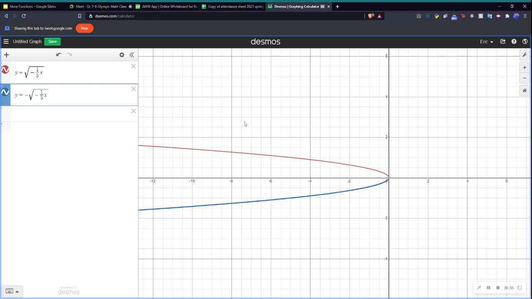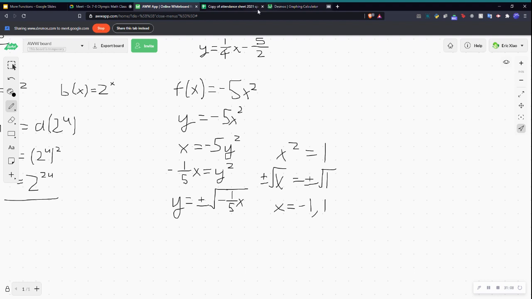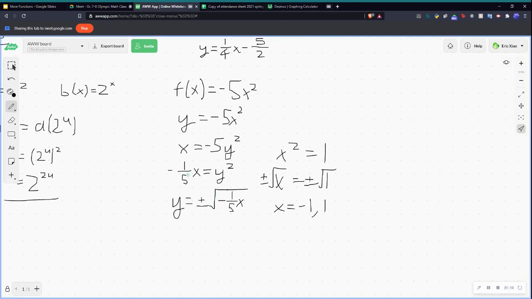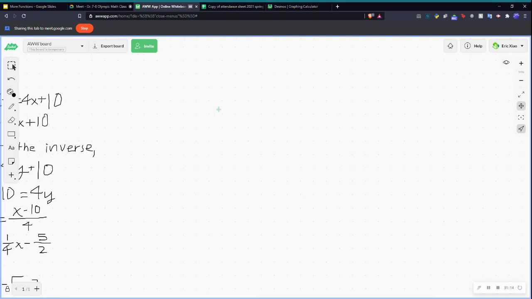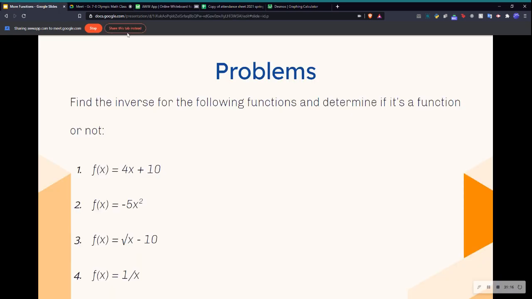And remember that you can also use the vertical line test to check if it's a function or not. So let's draw a vertical line anywhere, and if it passes through two or more points, then the graph is not a function. So that means that our final answer, the inverse, is not a function. Well, that's that. So let's go back to the slideshow.